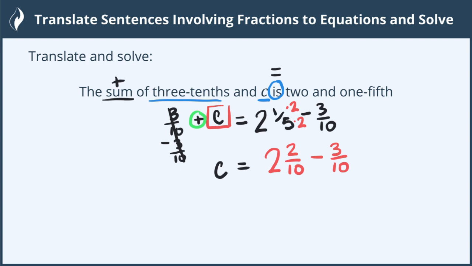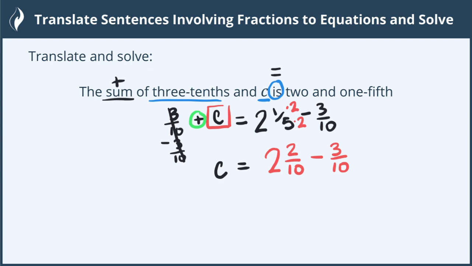Now I see that I have 2/10 minus 3/10. I don't have enough in the 2/10 to subtract the 3. The 2 is smaller than the 3. So what I have to do is borrow or ungroup one of my whole numbers in the 2, this whole 2. I'm just going to take one of them because I don't need both. So I'm going to separate it out.